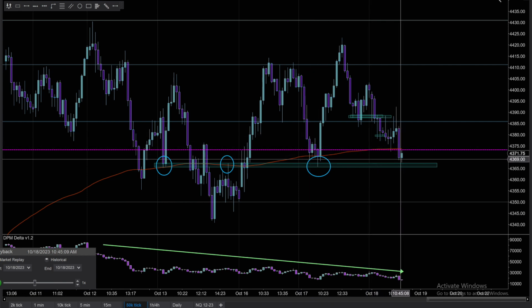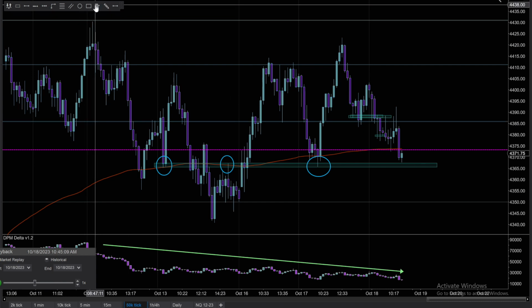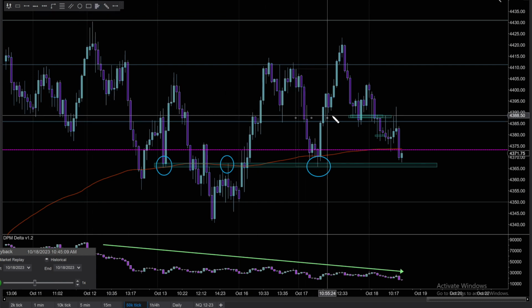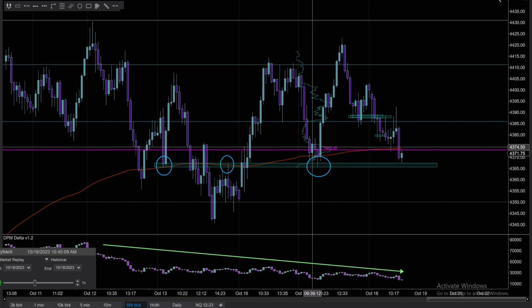And when we break through those high volume nodes on the volume profile, and then we retest them from the other side, that can often be a very powerful trade. So you can see that that's exactly where this high volume node is. We're in a downtrend on the high time frame.